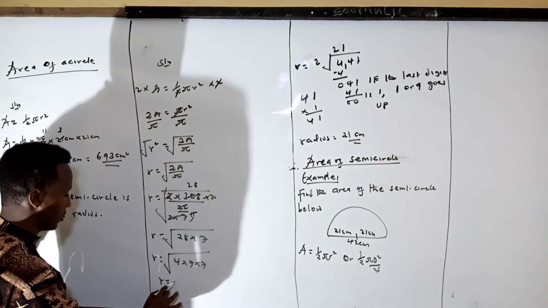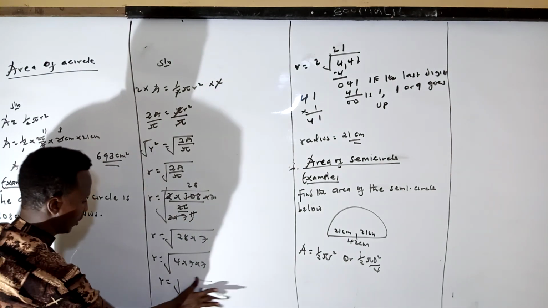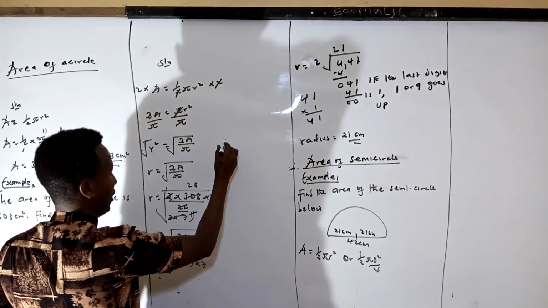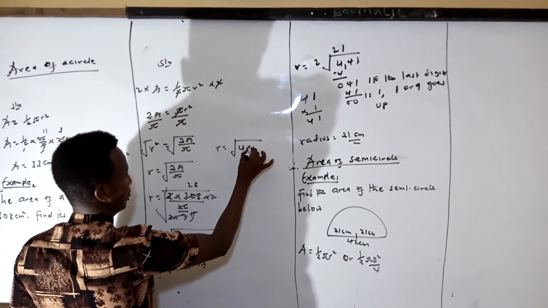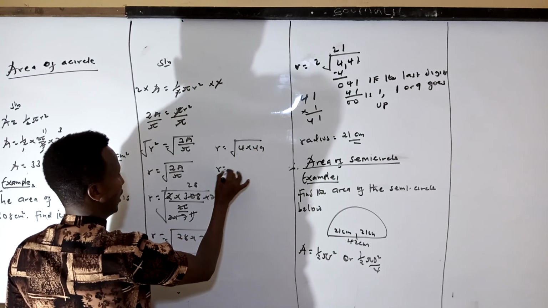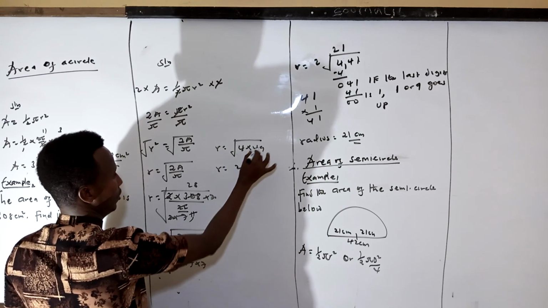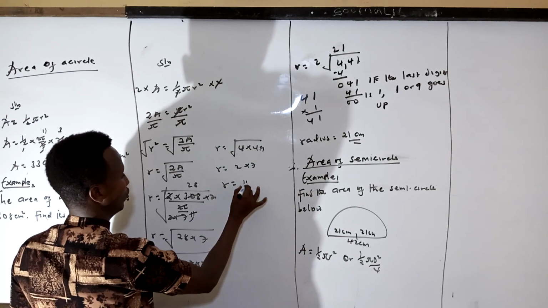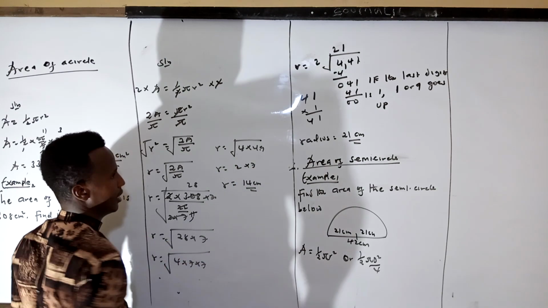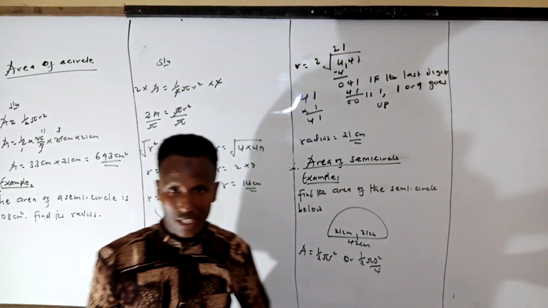Then r is equal to the square root of 4 times 49. What is the square root of 4? 2. The square root of 49 is 7. So r therefore is equal to 14 centimeter. That is the final answer.